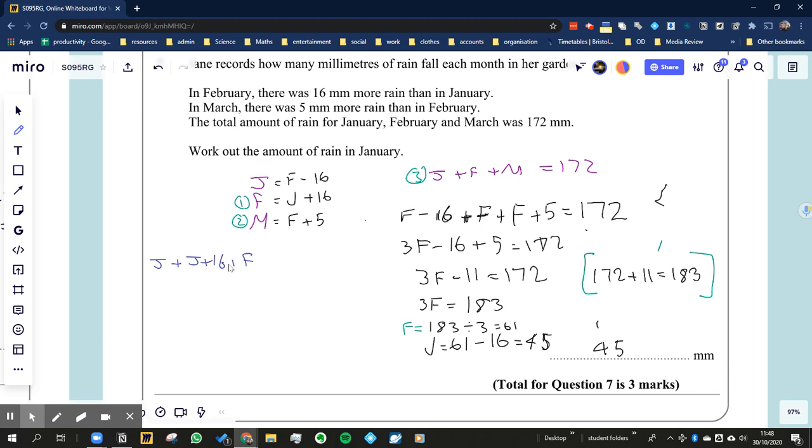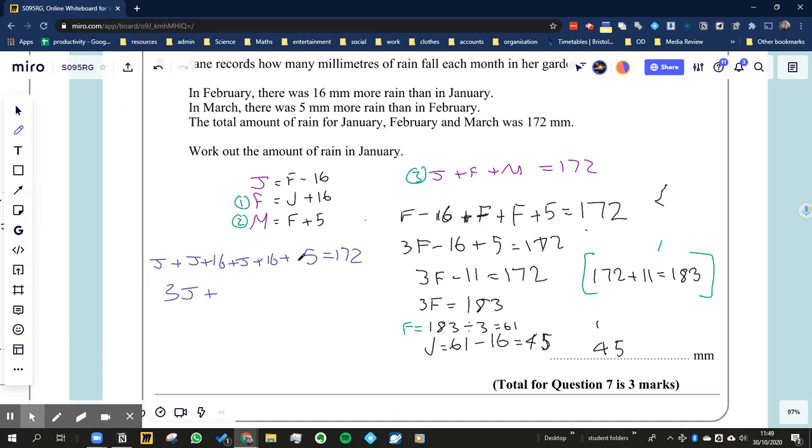I'm going to leave a gap here because I'm then going to change this F, and instead of writing F, I'm going to write again J plus 16. So, and now I've got all the J's, so I can say 3J is equal to 16 plus 16 plus 5, and then, sorry, that's equal to 172. So 16 plus 16 plus 5, that's 32 plus 5, 37. So 3J, I shouldn't say equals, I should say plus.